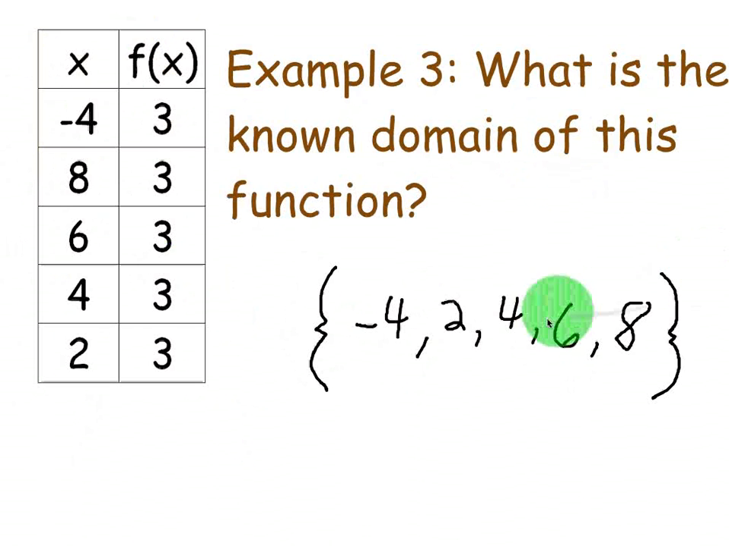Example 3. Here we have some inputs. They all have outputs. It's the same output, but it doesn't matter, right? Because they all have only one unique input. 6 has one output. 3 does not have any other outputs. So it doesn't matter if they all have the same y value. What matters is each only has one and no more than one y value corresponding to it.